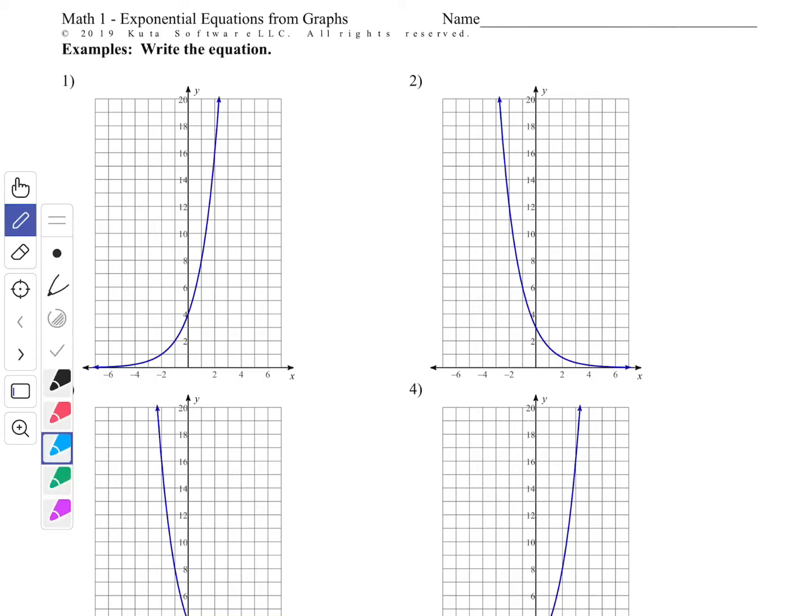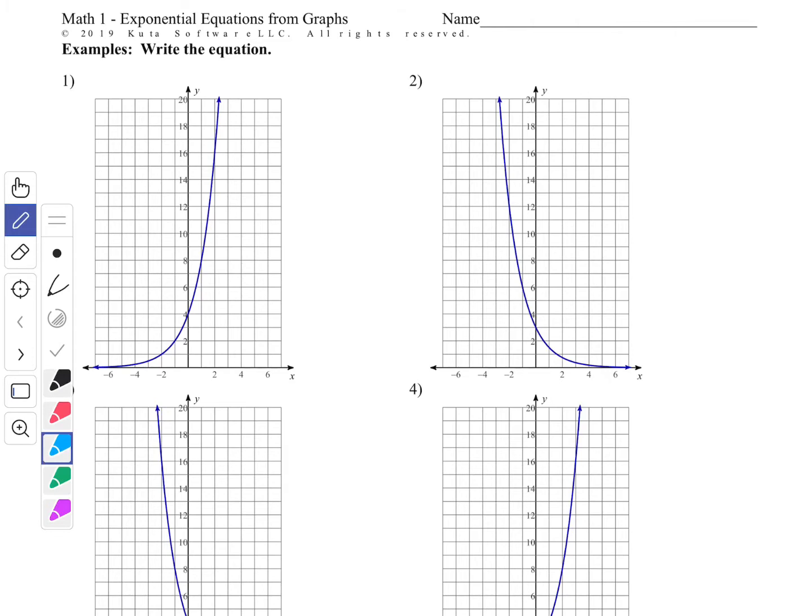All right, guys, so we are now taking a look at the exponential equations from graphs. So previously we did the linear equations, right? So now we're going to do the exponential equations. So in these ones, all we really are looking at now are the graphs, okay?